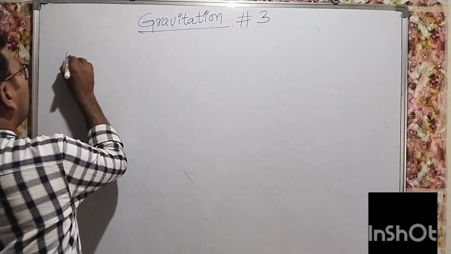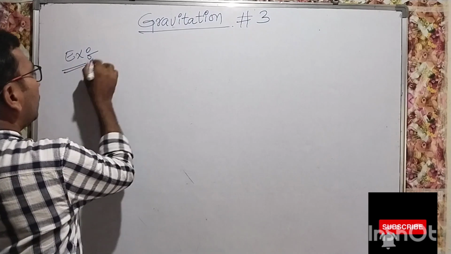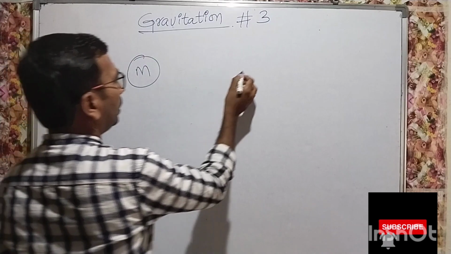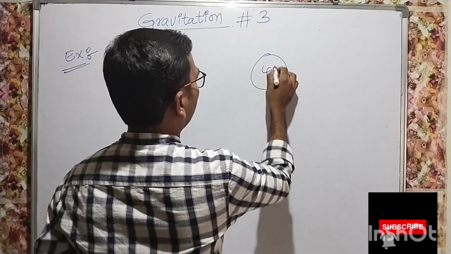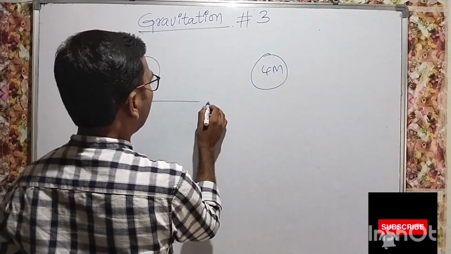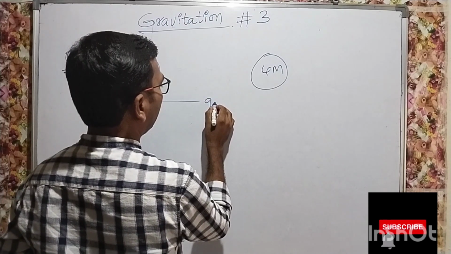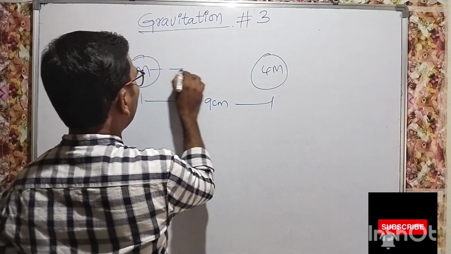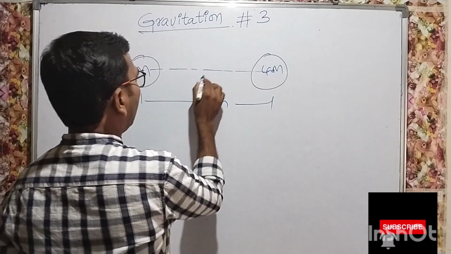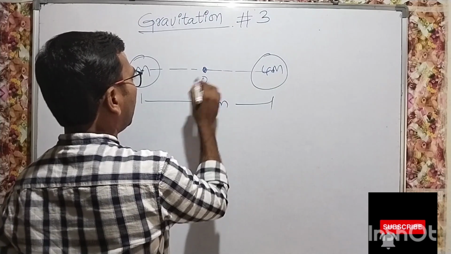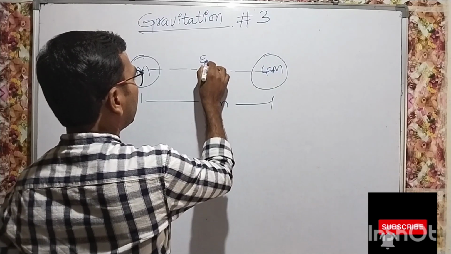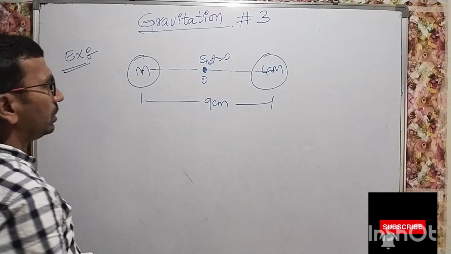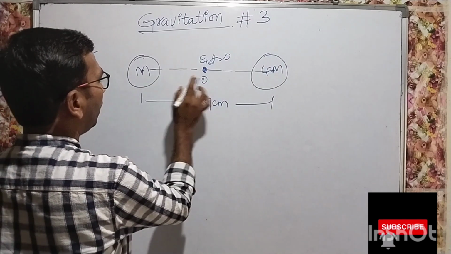An example: you can find out the null point. Suppose this is a particle of mass m and this is 4m. The distance between the two masses is 9 centimeters. At a point O, the null point, where the net gravitational field becomes 0, that point is called the null point. You can find out how much distance there is from m1 to the null point.